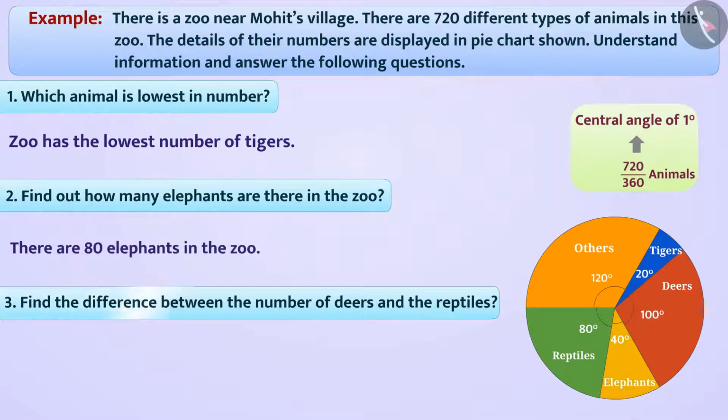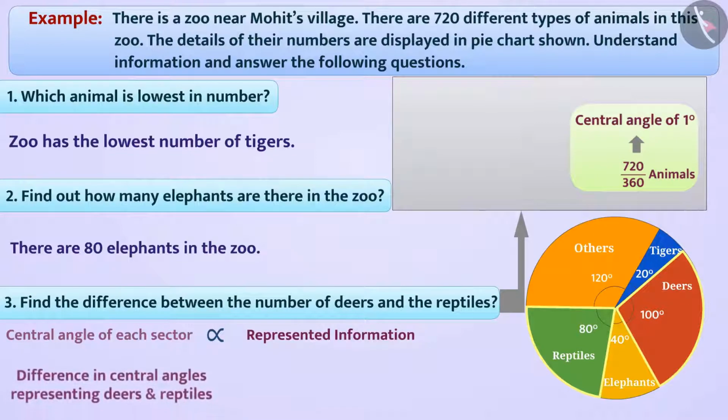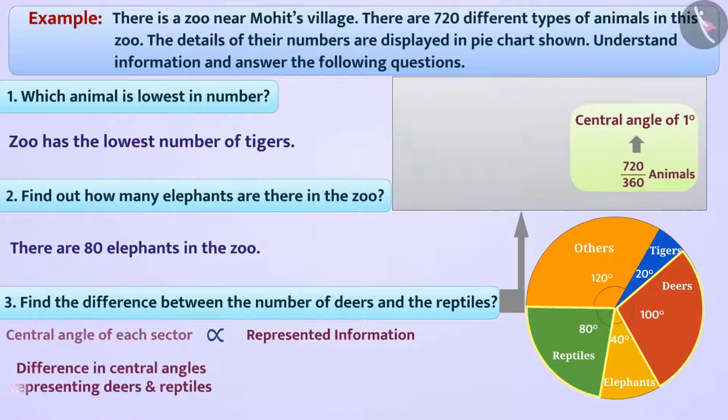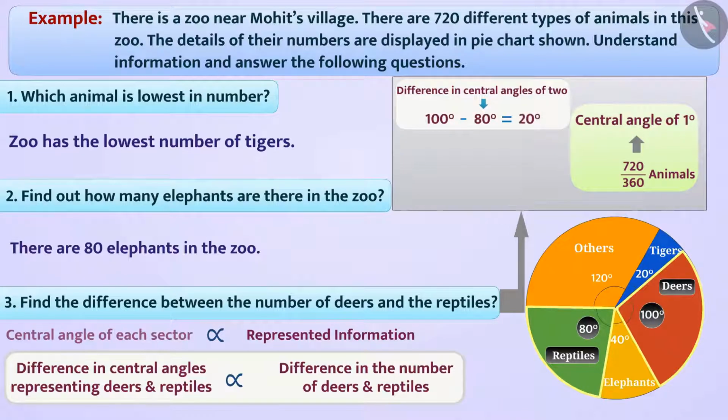Find the difference between number of deers and the reptiles. We know that the central angle of each sector in a pie chart is proportional to the information it represents. In this way, the difference in central angles representing deers and reptiles will be proportional to the difference in the number of deers and reptiles. Hence, the difference in the central angles of the two is 100 degrees minus 80 degrees is equal to 20 degrees.